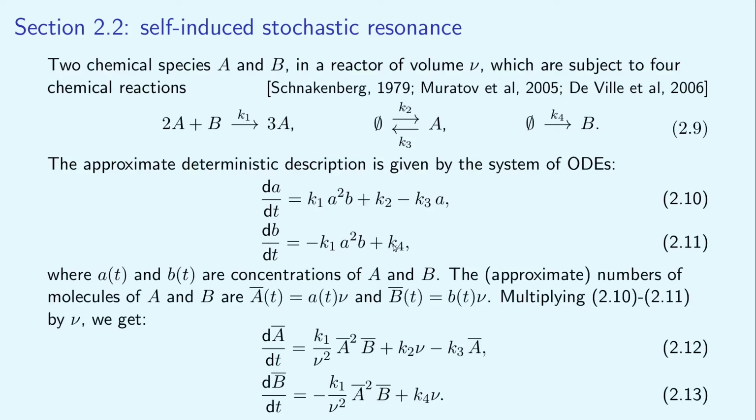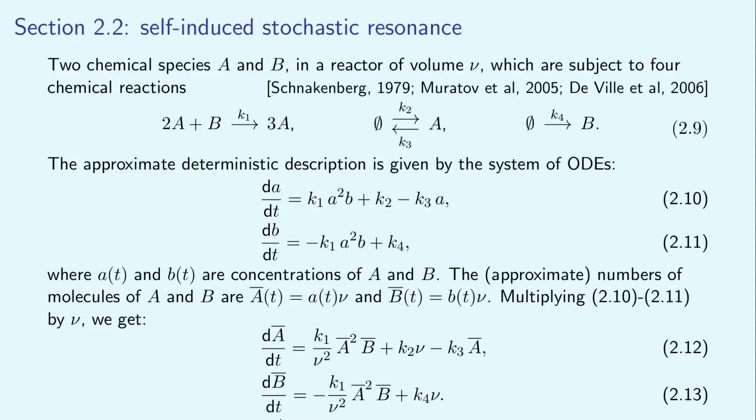Since we want to compare the deterministic model with the results obtained by the Gillespie algorithm, we rewrite the ODEs for concentrations in terms of ODEs for the approximate numbers of molecules of A and B, which we can obtain by multiplying the concentrations by the system volume nu. Therefore, we multiply ODEs 2.10 and 2.11 by the system volume nu to get the following ODEs.